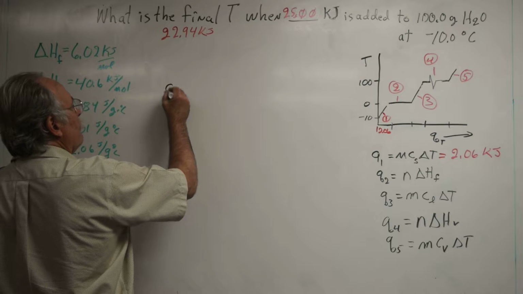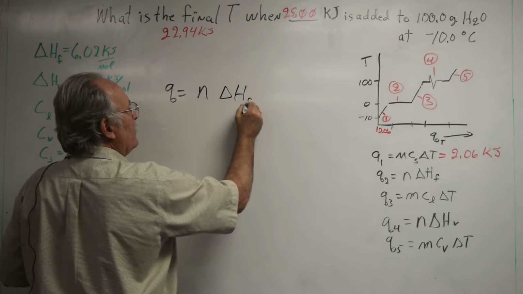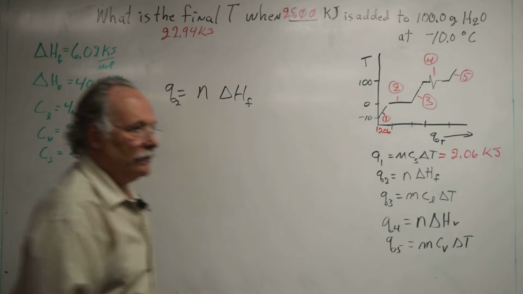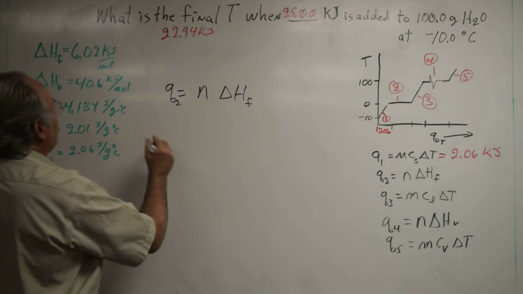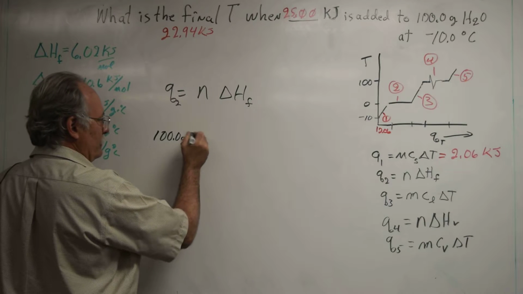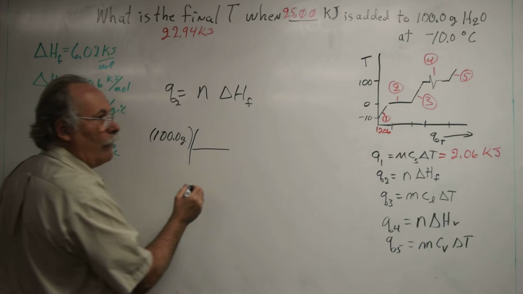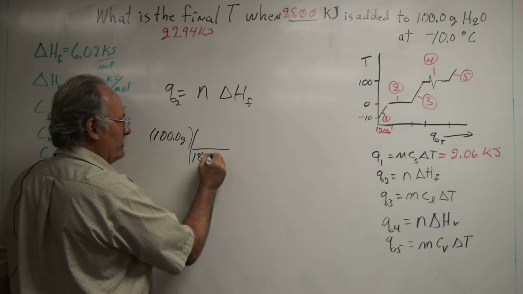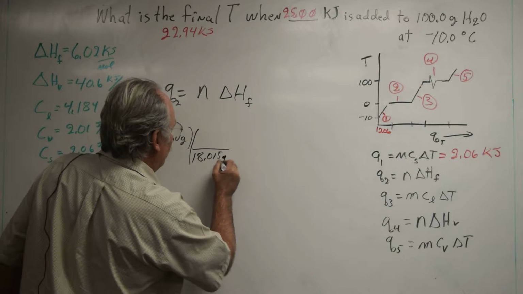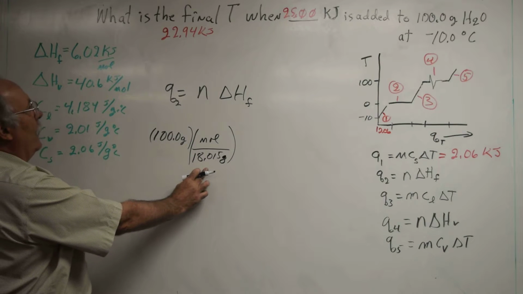Q is equal to n delta H fusion. I'm going to write this as Q2, and that's the amount of energy required to melt the ice. And I have 100.0 grams of ice. And I know that the molar mass of water is 18.015 grams per mole. And this gives me the number of moles of water that I have.